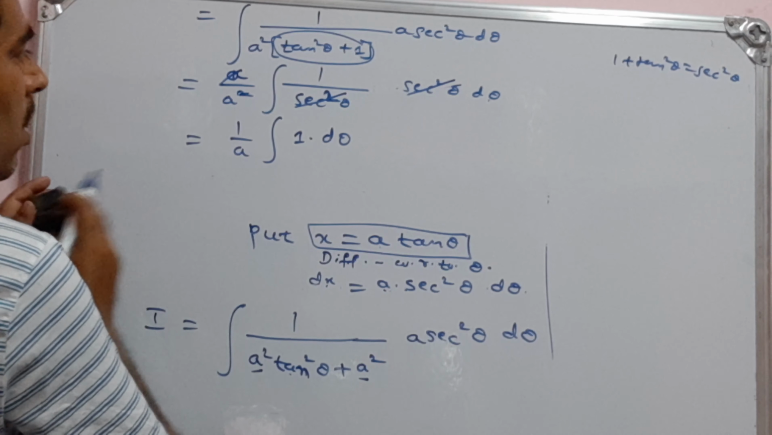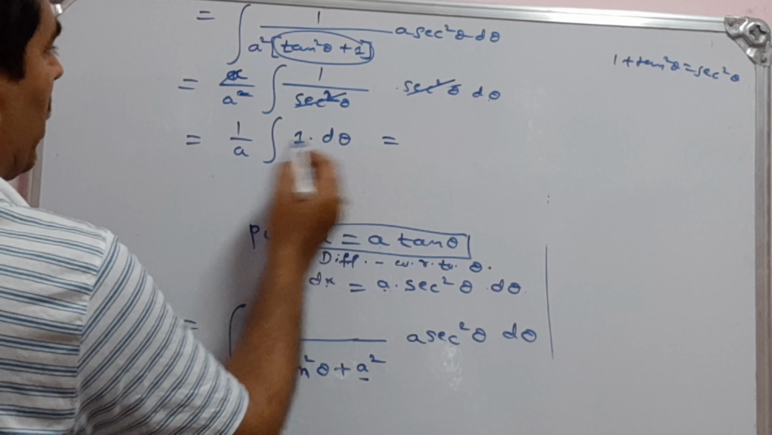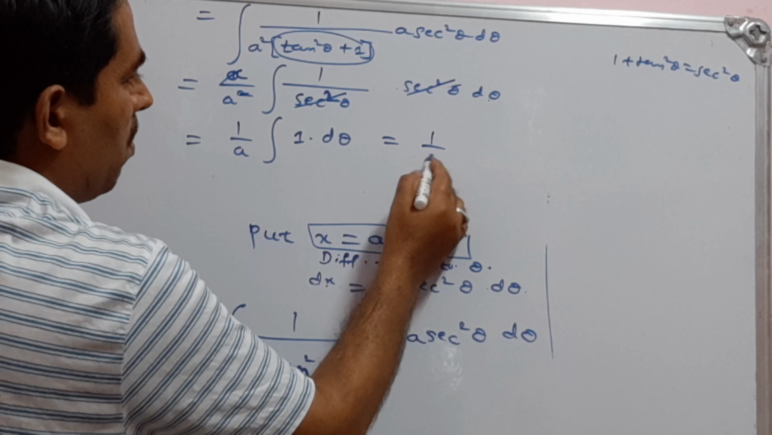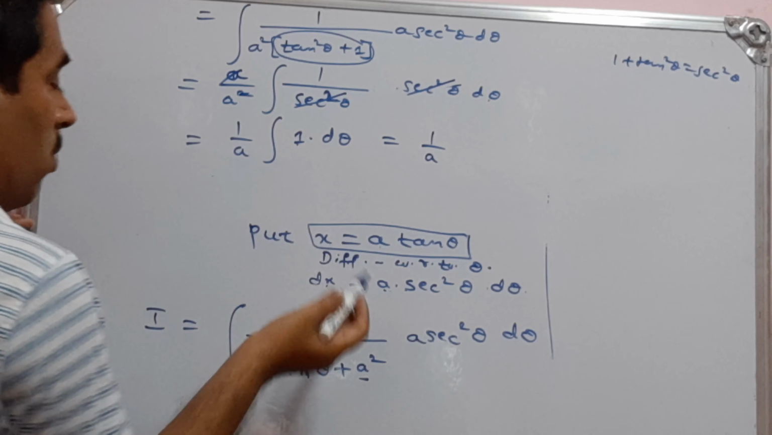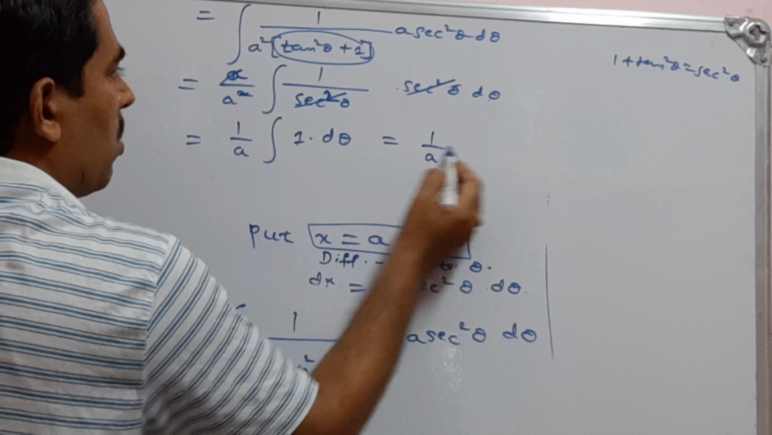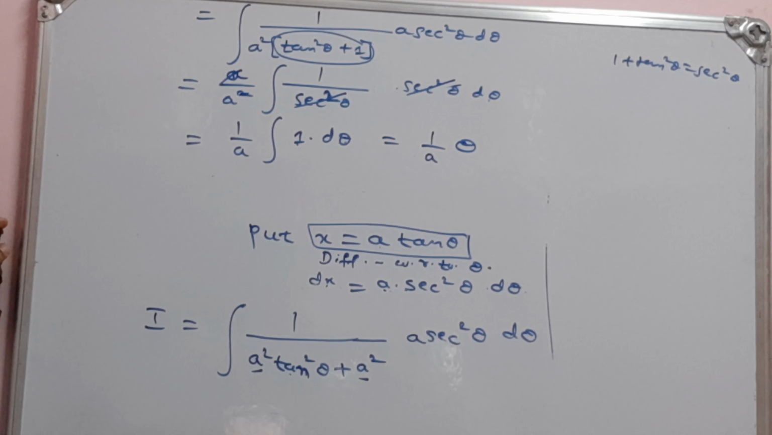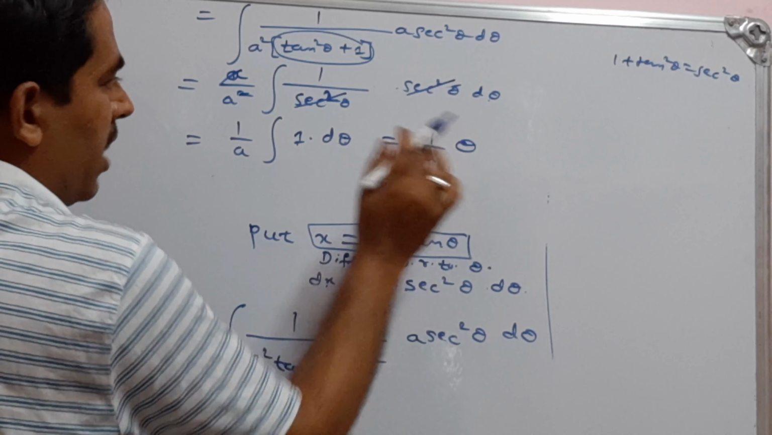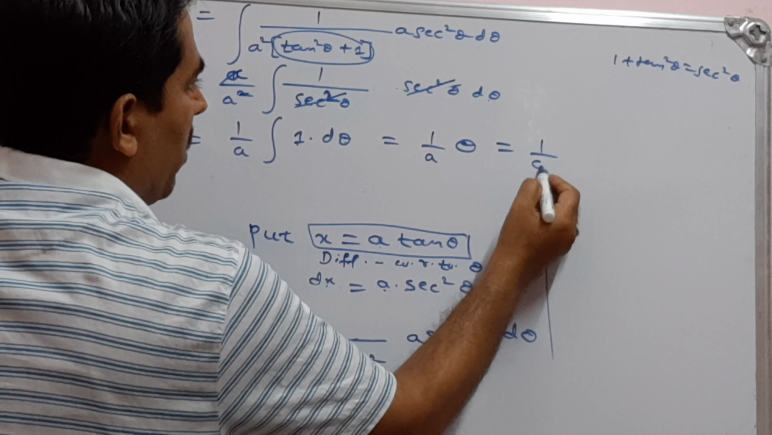Okay, then I'll write it here. 1 by a, I'll write it as it is, 1 by a. Observe this. What is the integration of 1 with respect to theta? That variable itself. 1 into d theta, integration of 1 with respect to theta is theta. So that is 1 by a into theta, I will write it as it is.